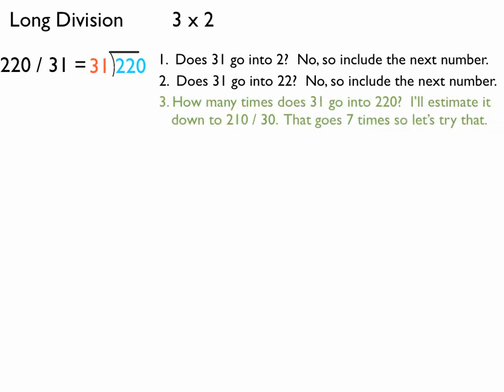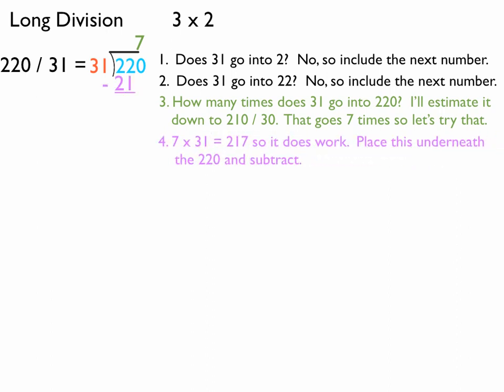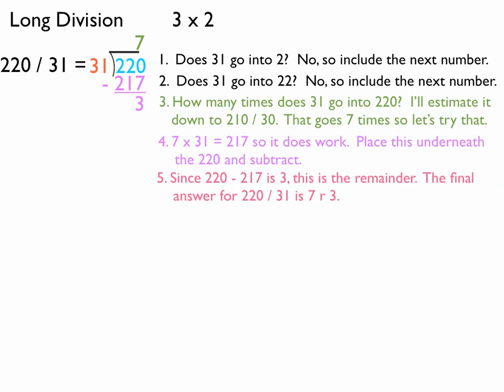How many times does 31 go into 220? I'm going to estimate that down to 210 divided by 30, because that's fairly close. That goes in 7 times, so let's go ahead and try that one. So 7 times 31, that gives me 217, so that does work. So I'm going to place that underneath the 220 and subtract. And I get 3. Since there's nothing left to bring down, this is the remainder. So my final answer for 220 divided by 31 is 7 remainder 3.